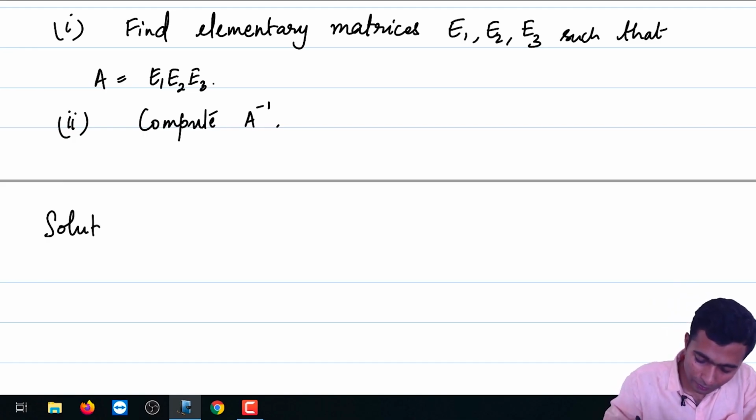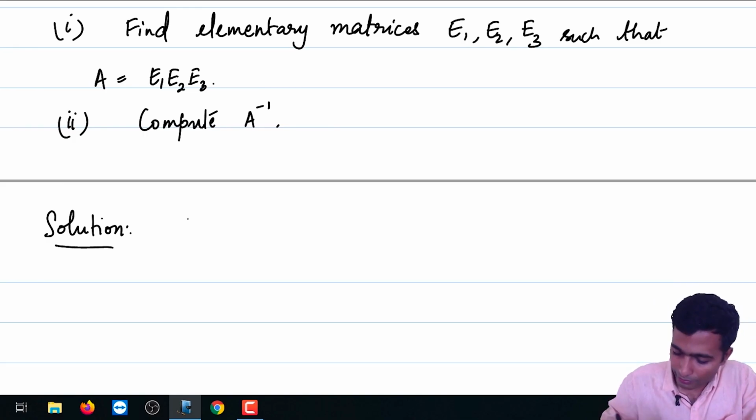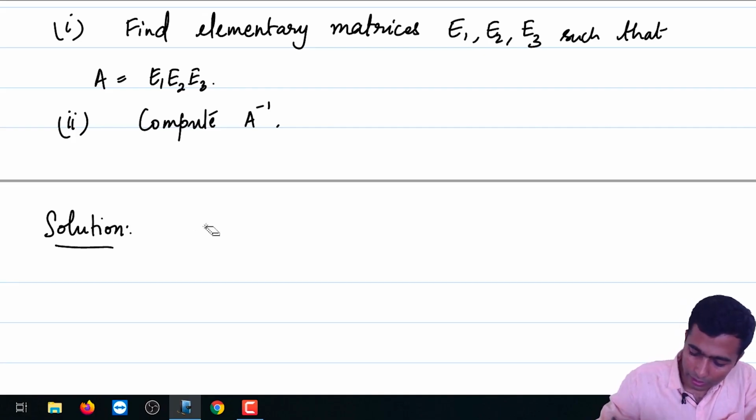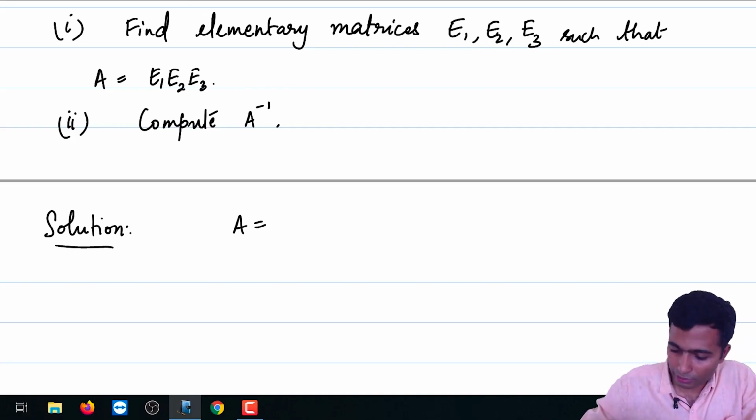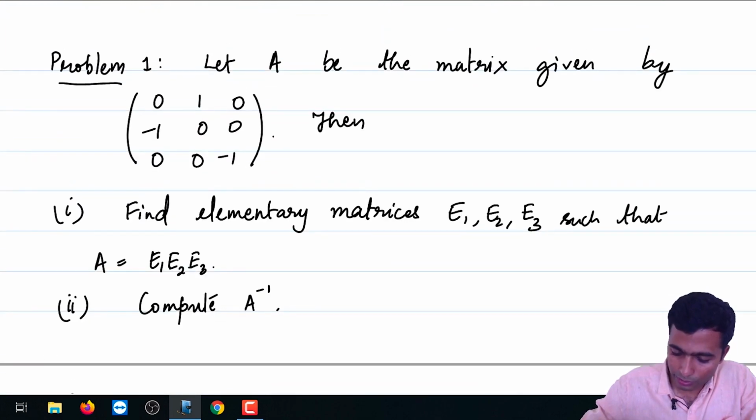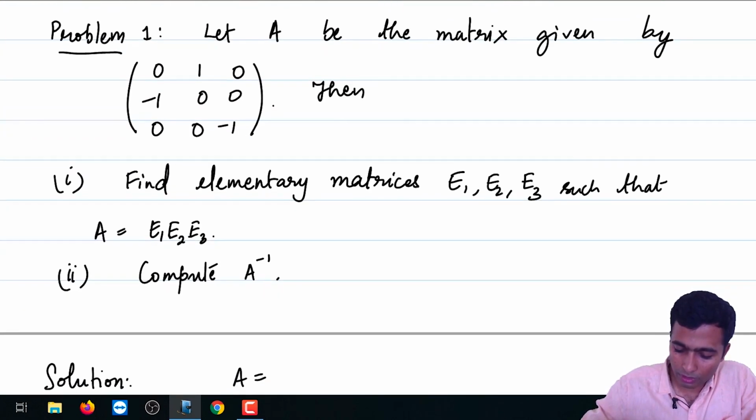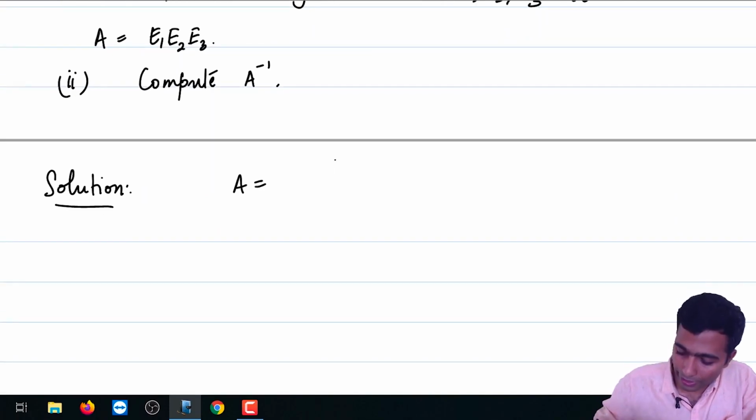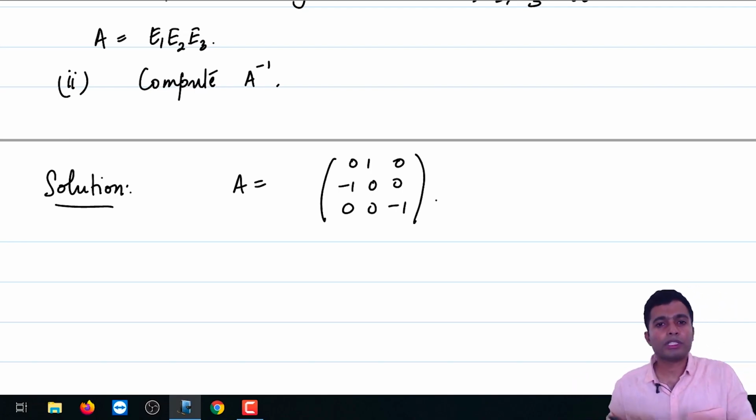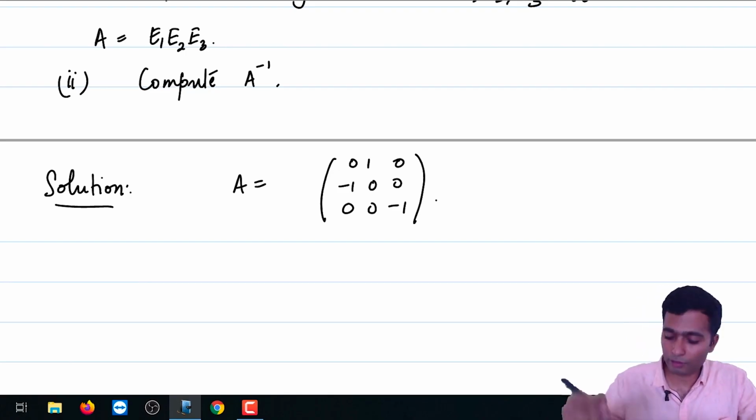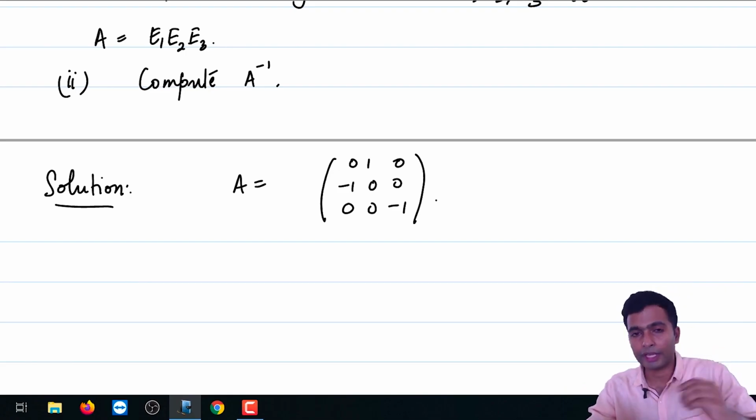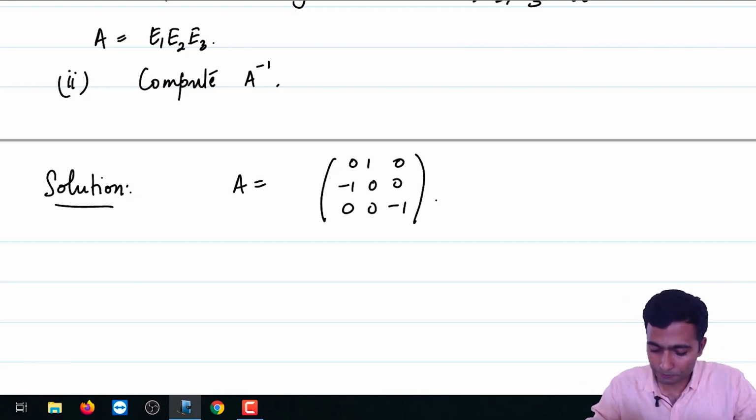Solution. So let's recall what our A is. If you recall, A is given by, let's just go up and check what A was. The rows of A are 0, 1, 0, minus 1, 0, 0, 0, 0, minus 1. So let's see what elementary matrix operations we will be applying to A in order to get hold of A as a product of these elementary matrices.